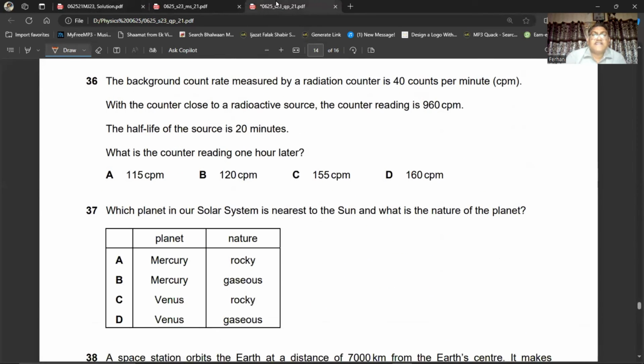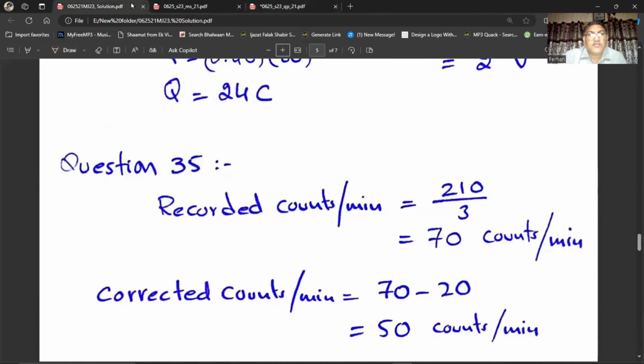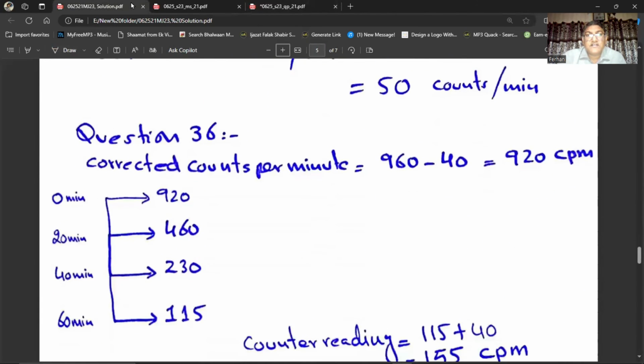Question number 36. A background count rate measured by a radiation counter is 40 counts per minute. With the counter close to a radioactive source, the counter reading is 960 counts per minute. The half-life of the source is 20 minutes. What is the counter reading 1 hour later? So the half-life is given, that's 20 minutes. In 1 hour, 60 divided by 20, so 3 half-lives would have passed.